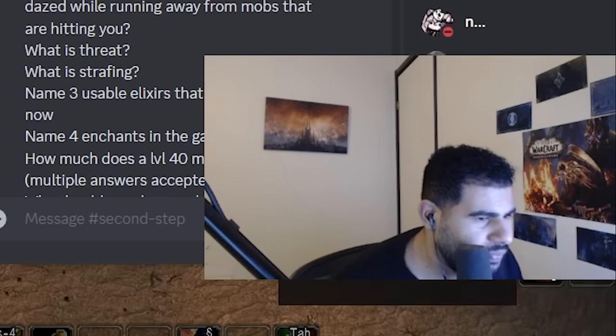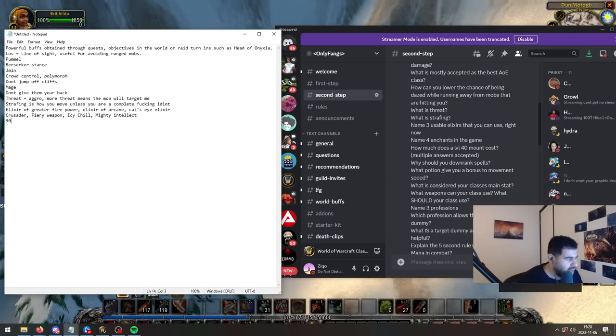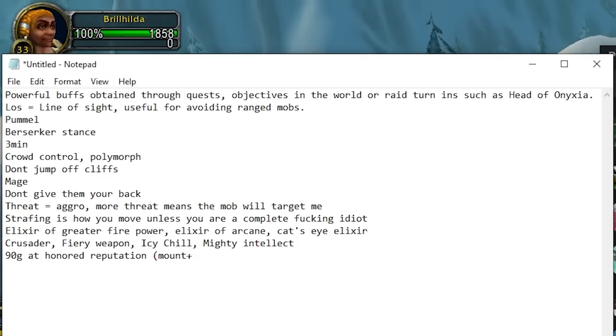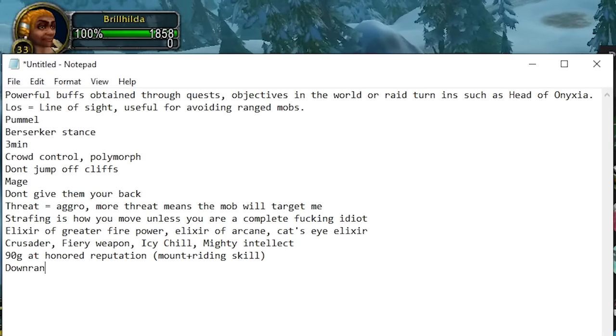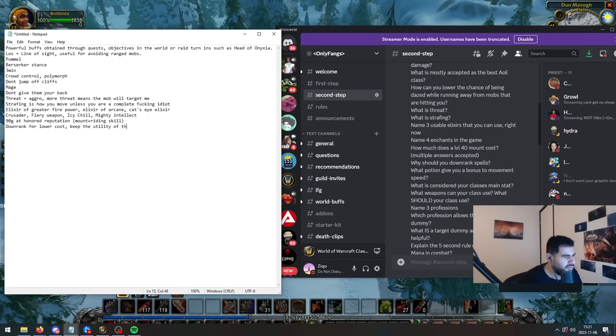All right, easy clap. How much does a level 40 mount cost? Multiple answers accepted. 90G at honored reputation. Mount plus riding skill. Why should you downrank spells? Downrank for lower cost. Keep the utility of the spell.